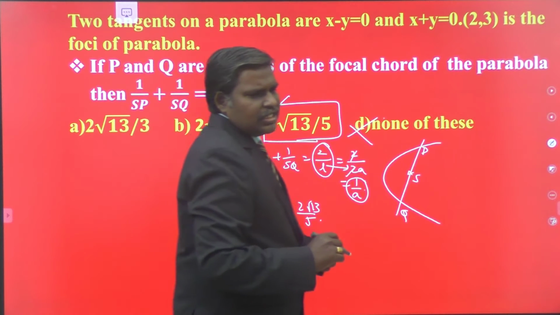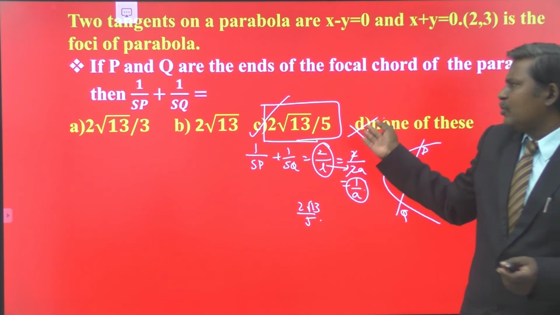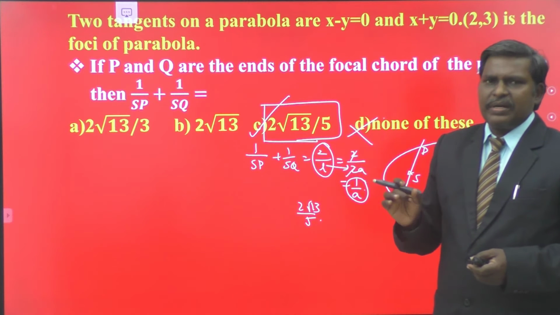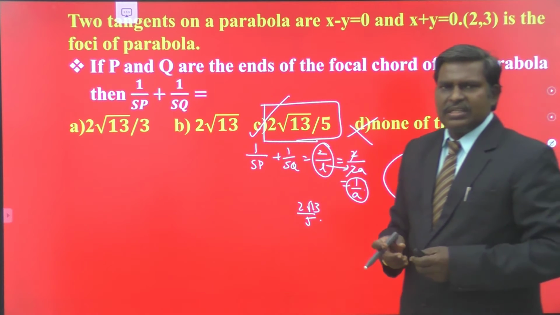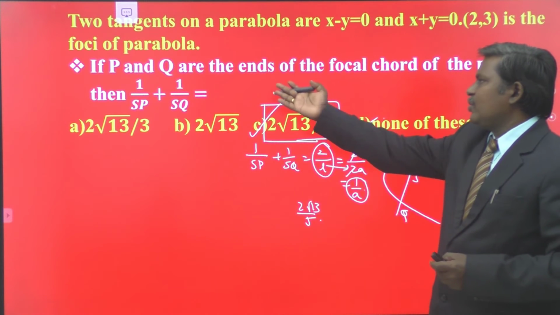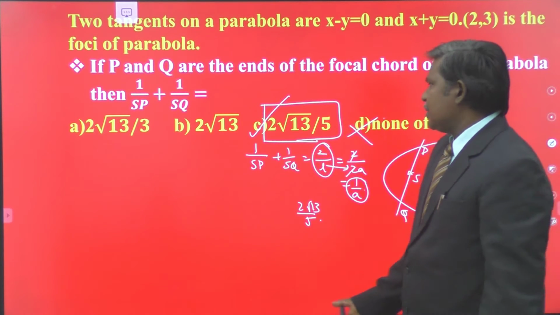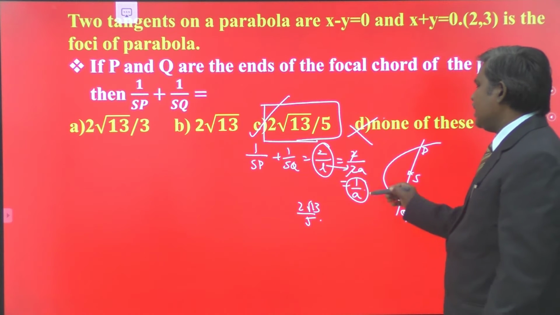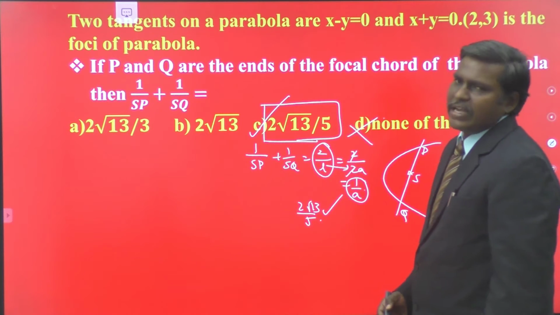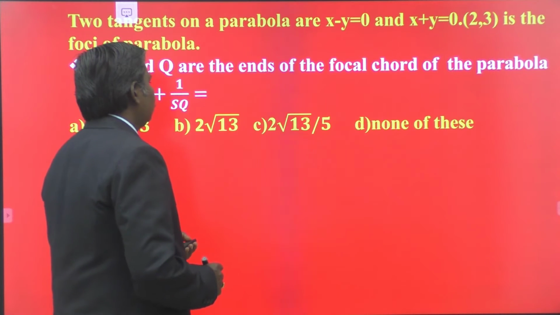So the one and only logic behind this problem is that the foot must and should lie on the tangent at vertex. The remaining two things are dummy actually. So once you have the tangent at vertex, you can write the perpendicular distance from focus to the tangent at vertex, that gives A, into 4 gives the length of the latus rectum, that is 4A. Already you know the well-known concept, 1 by SP plus 1 by SQ is 2 by L. L is the semi-latus rectum. On simplifying, that becomes 1 by A. Already you know the value of A, and hence you get the value 2 root 13 by 5. Understand? Now let us move to the next paragraph.